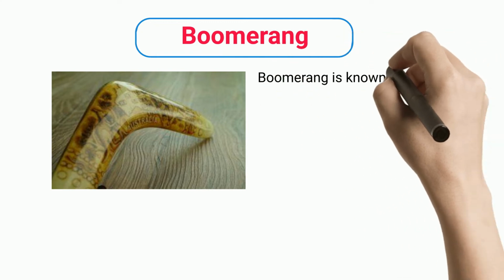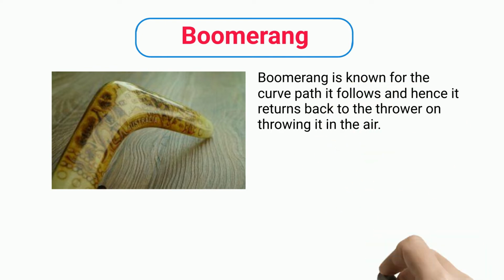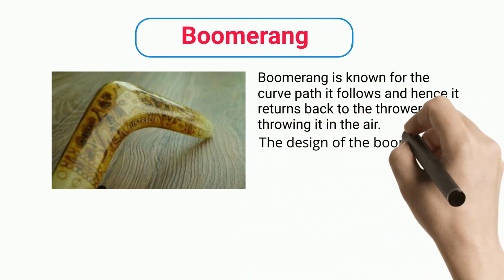Boomerang. Boomerang is known for the curve path it follows, and hence it returns back to the thrower on throwing it in the air. The design of the boomerang is L in shape.